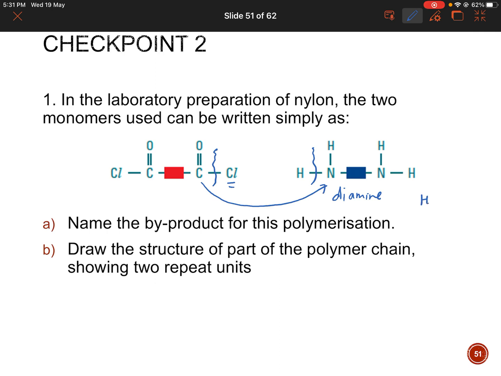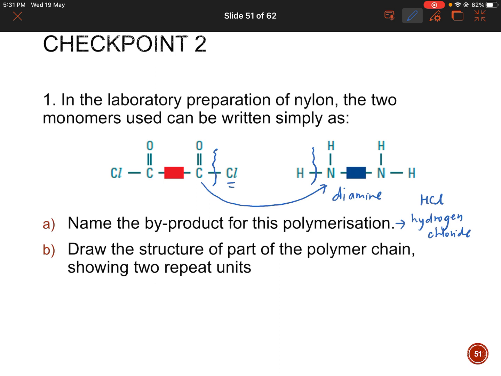It must be HCl. Now HCl in water is an acid, but we can't assume that it's water, so the byproduct will be hydrogen chloride. Okay, then draw the structure of part of the polymer chain showing two repeat units.